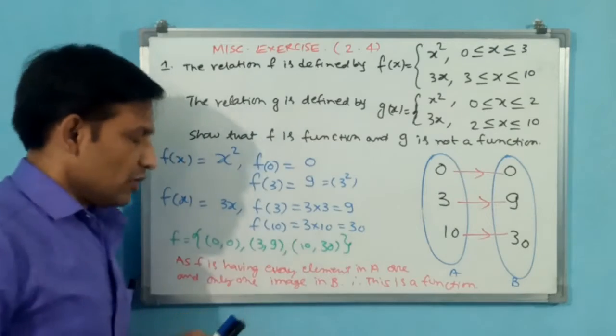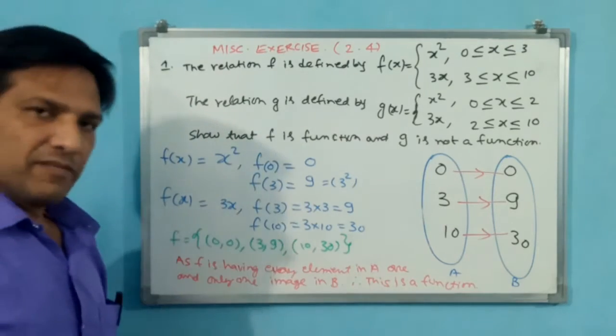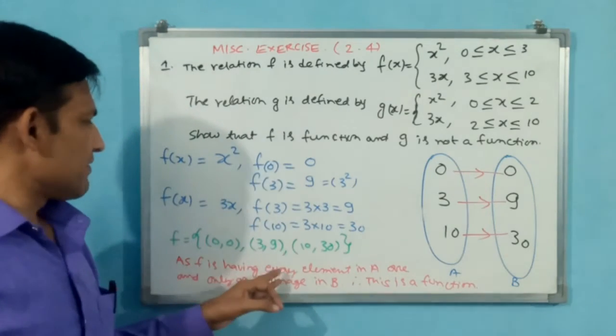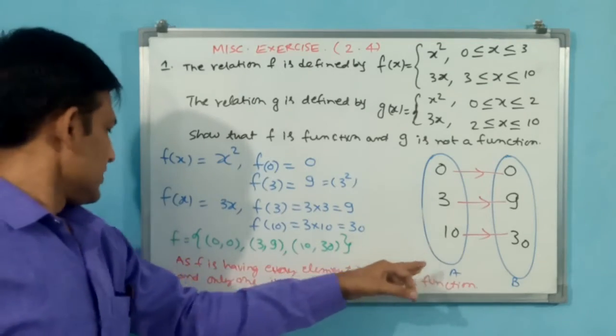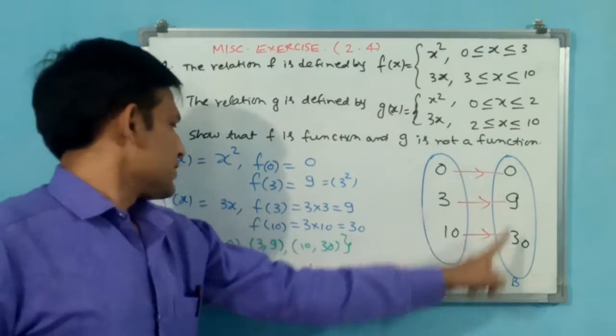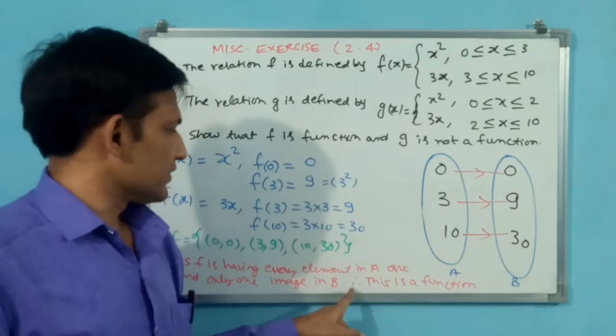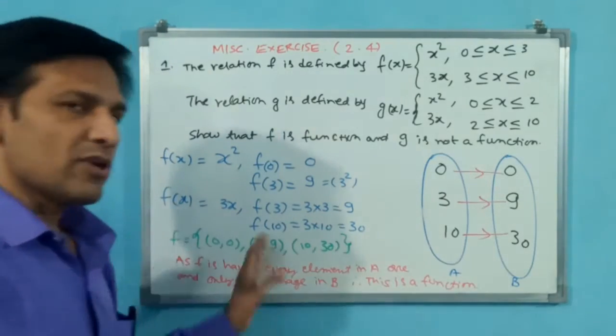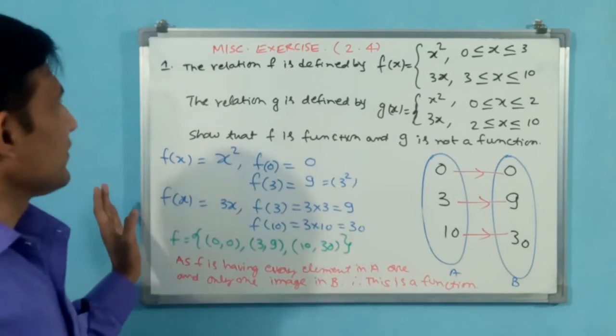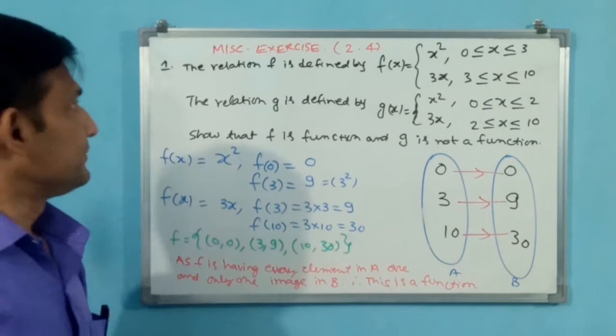This you have to write. Show that this is a function. F is a function. Yes, as F is having every element in A one and only one image in B. Therefore this is a function. Like that you have to write. This is the answer for your question. Also G.